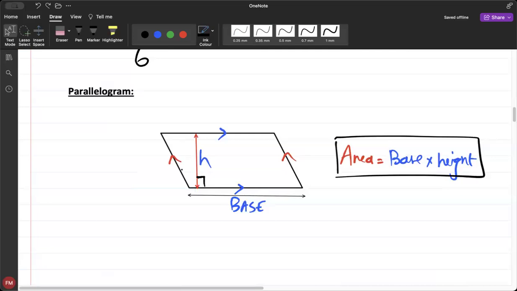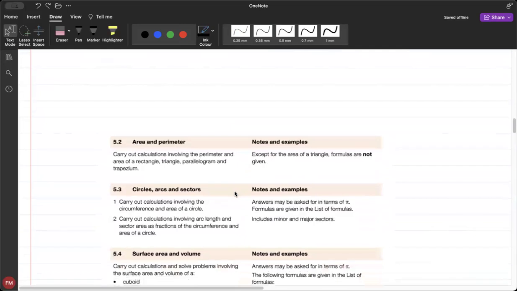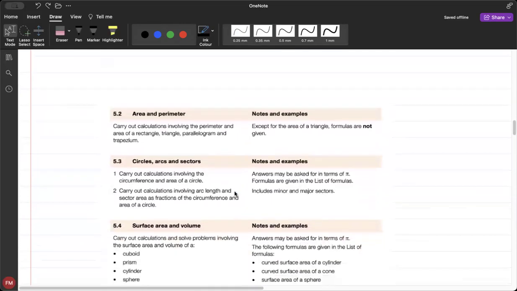And I can actually prove this to you. So if I were to scroll down, you'll see that I have taken a screenshot of your syllabus. Again, this is applicable to IGCSE and O levels starting from 2025 onwards. You can see the very first part over here. It says carry out calculations involving the perimeter.